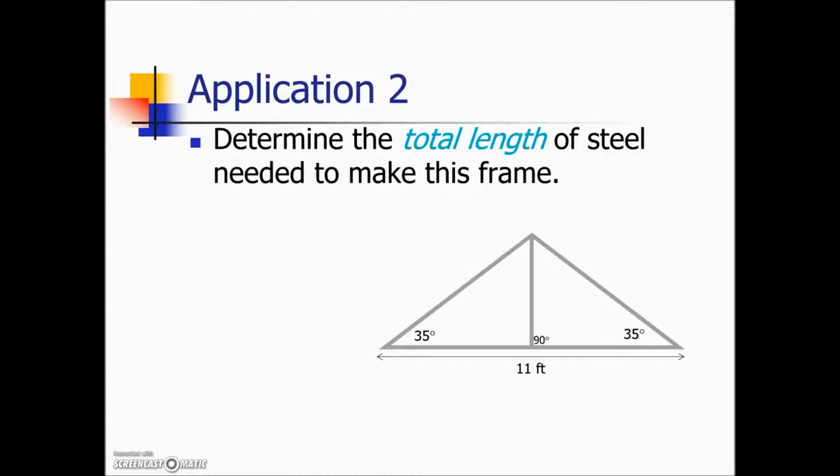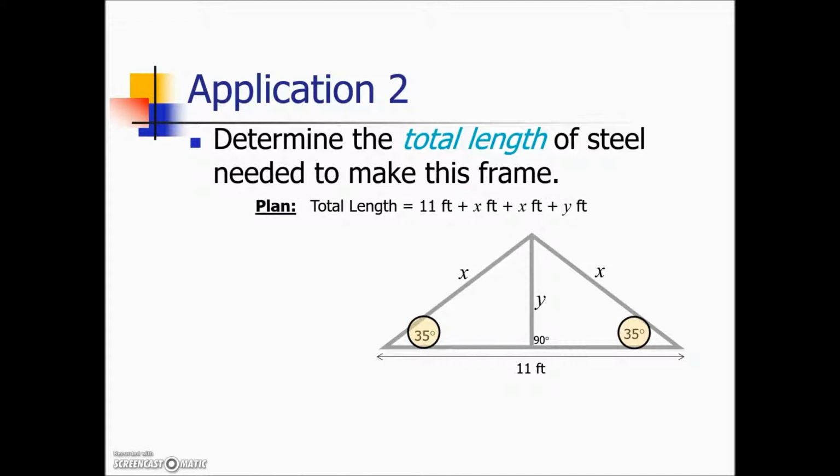This next problem is asking us to determine the total length of steel needed to make this frame. The basic overall shape here is an isosceles triangle, and our job is to figure out the length of all the parts that make this frame. We already know the length of the long horizontal piece, so we're going to have to compute the lengths of the vertical brace in the middle and the 2 remaining sloped sides. We'll call the sloped sides X and the vertical piece Y.